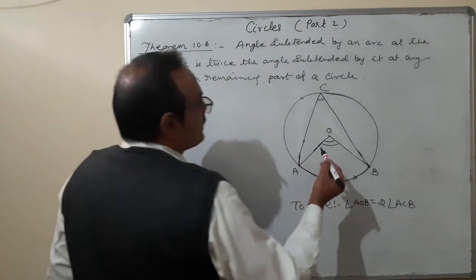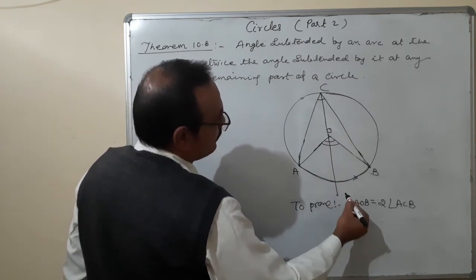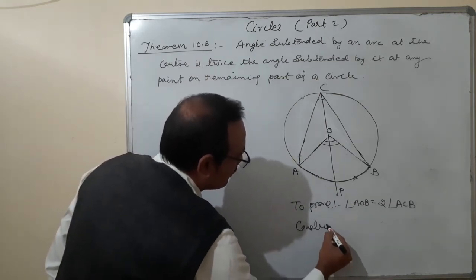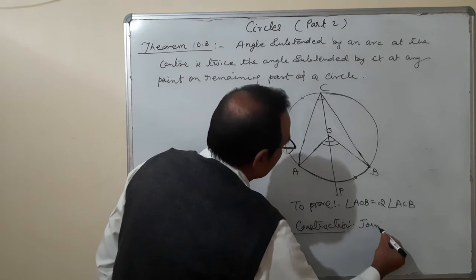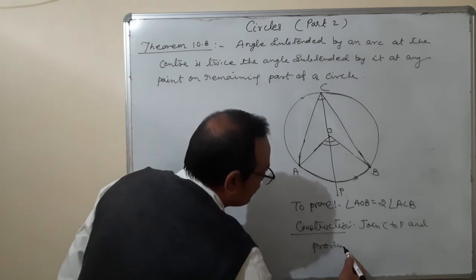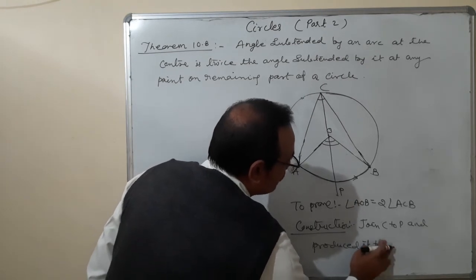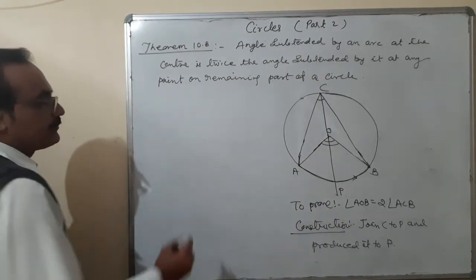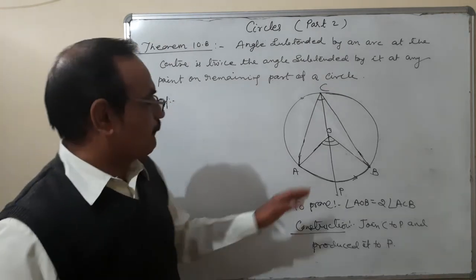Okay. In construction, simply we are going to join C to O and produce it to, suppose, P. Construction: join C to O and produce it to P. Okay. Produce it to P.